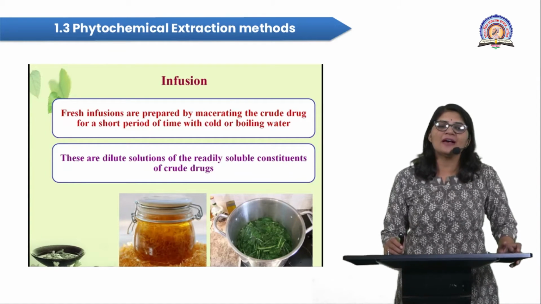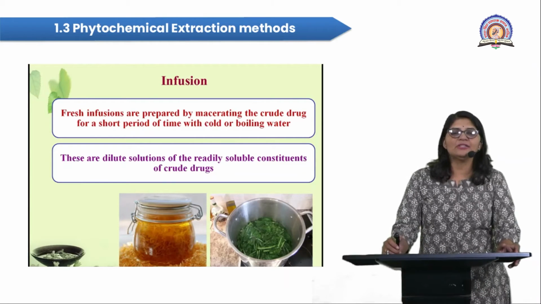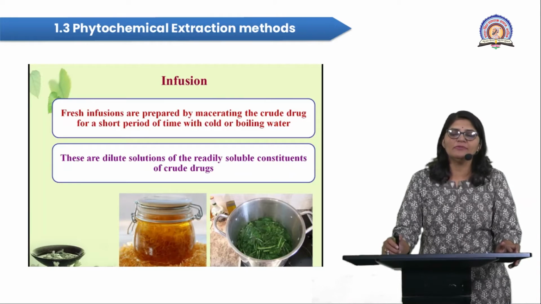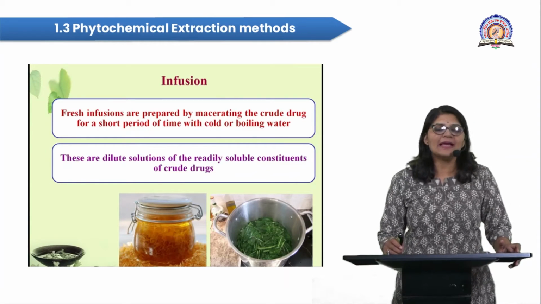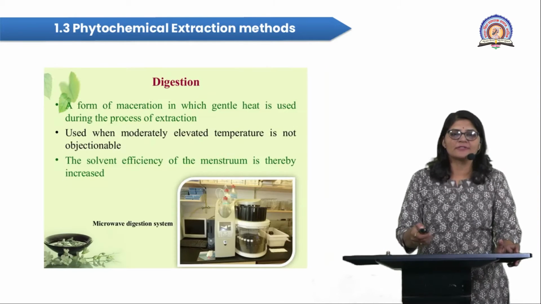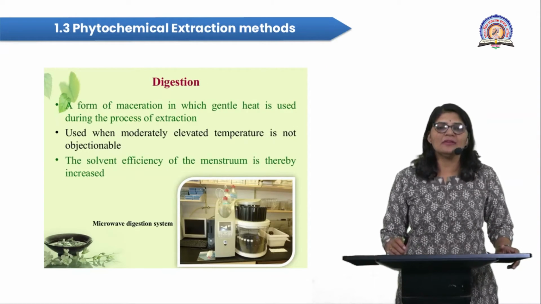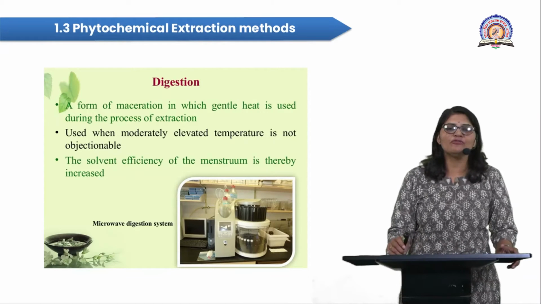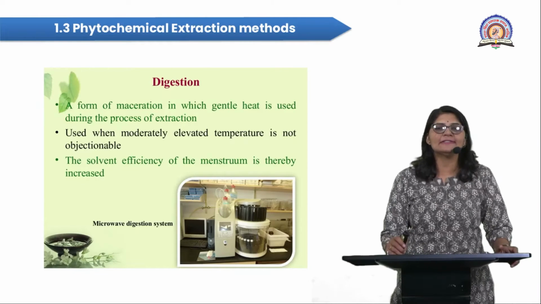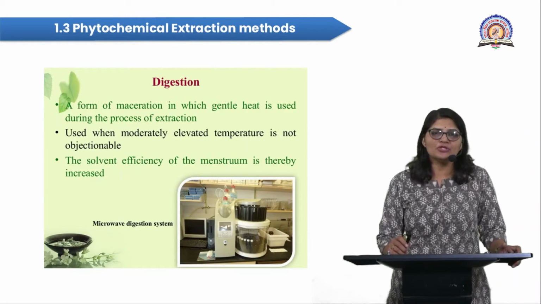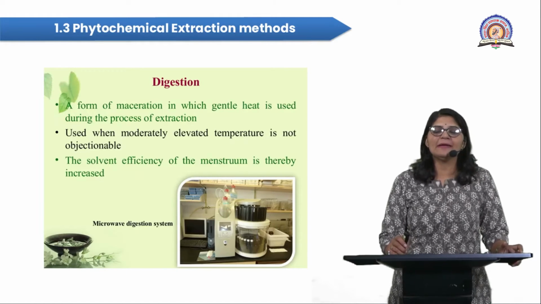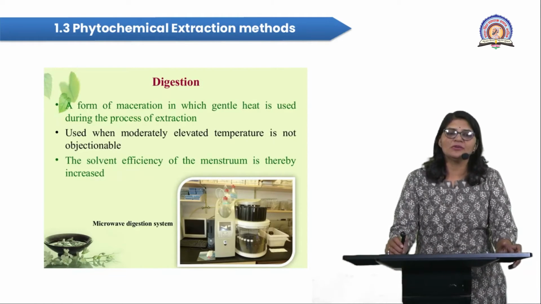Then infusion is also another method for the extraction of phytochemicals. Fresh infusions are prepared by macerating the crude drugs for a short period of time with cold or boiling water, and these are dilute solutions of the readily soluble constituents of the crude drugs. Then digestion is also another method for the extraction of phytochemicals. It is a form of maceration in which gentle heat is used during the process of extraction, used when a moderately elevated temperature is not objectionable.